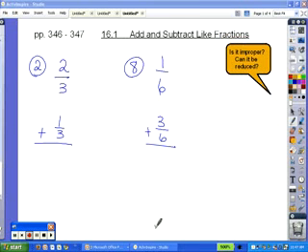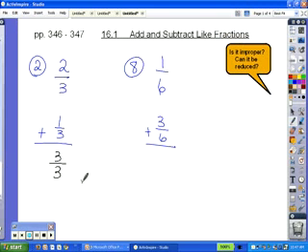In Chapter 16, we're adding and subtracting fractions. Lesson 1 is adding and subtracting like fractions. If you notice, like fractions means the denominators are the same. So in order to add fractions with like denominators, you simply have to add the numerators. 2 plus 1 would be 3. The denominator stays the same. So 2/3 plus 1/3 would equal 3/3.